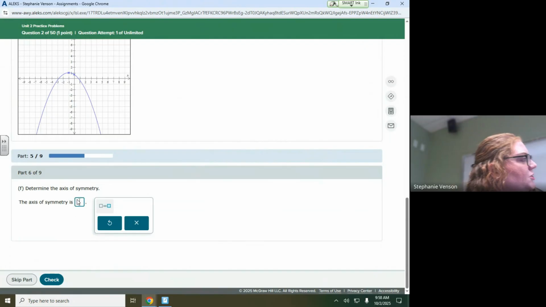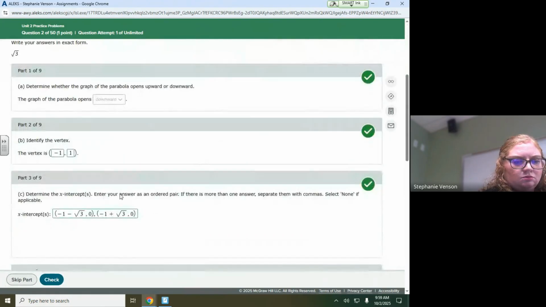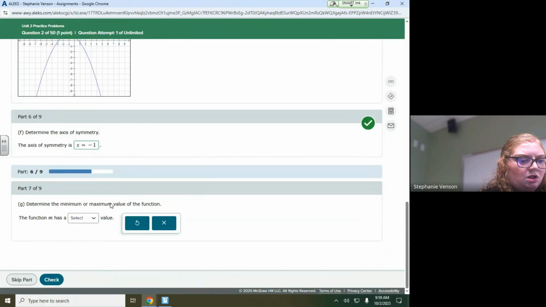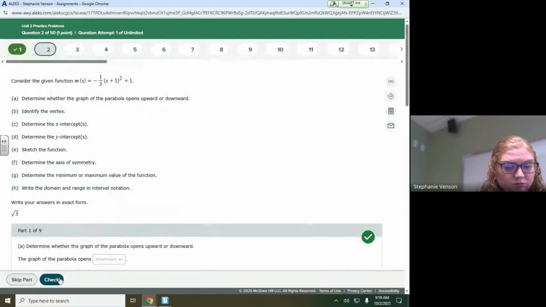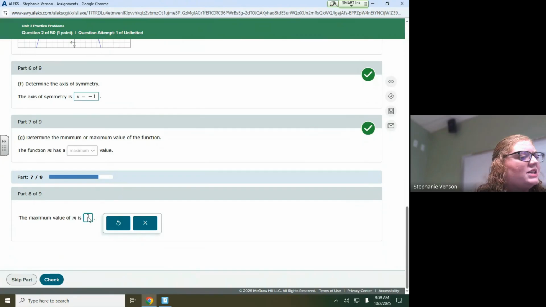Okay, axis of symmetry, we have to have the x equals. So x equals the x value of the vertex. So it would be x equals -1. And then does this one have a maximum or a minimum? Maximum, good. Yep, and what is that maximum value? 1, very good.